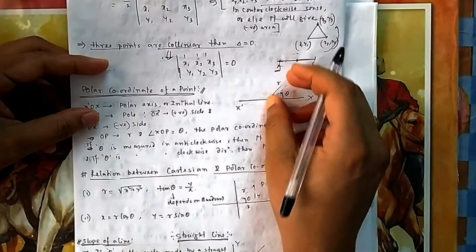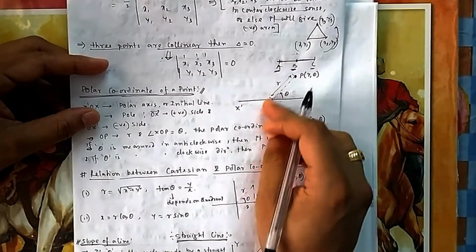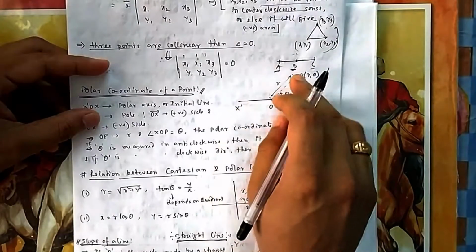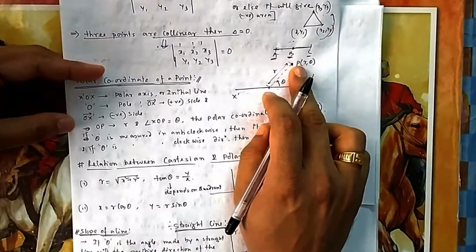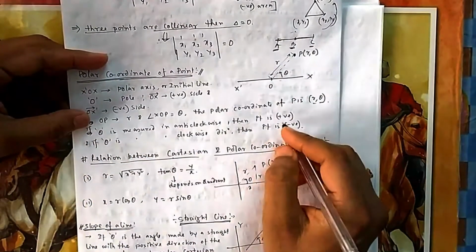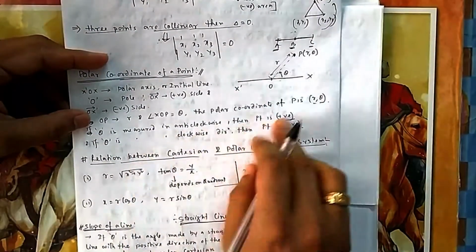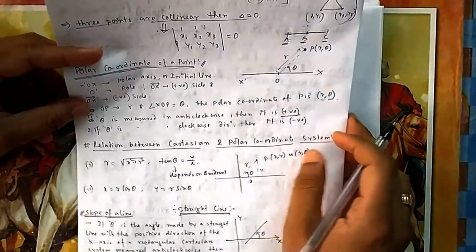It should be at 5 units from this, and it should be at an angle of 30 degrees. So it should be like here only. You cannot change the position. So this is also one way to represent the coordinate of P. If theta is measured anti-clockwise, then it is positive. If theta is measured clockwise, then it is negative.